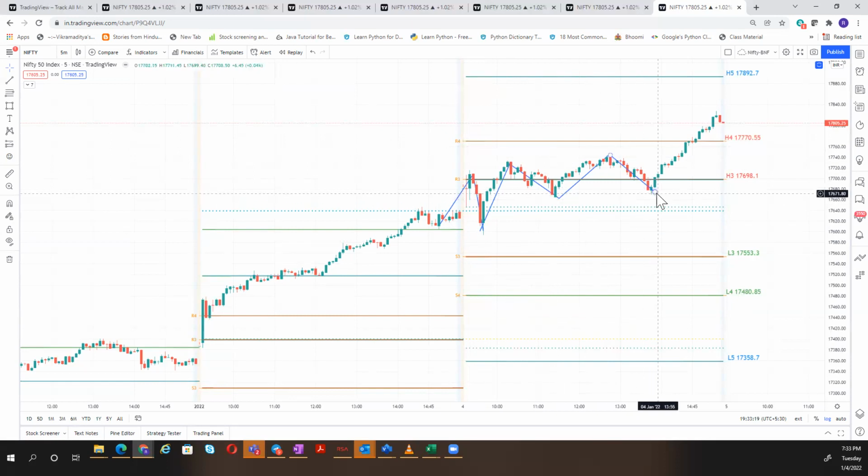Whenever you have a minimum of two higher highs and two higher lows, the short-term trend, I'm talking about the 5-minute trend, should be considered as an uptrend. So you need to go for a maximum swing. But when you see here, high, low, high, low, high, low, lower highs, lower lows, this is a short-term trend.